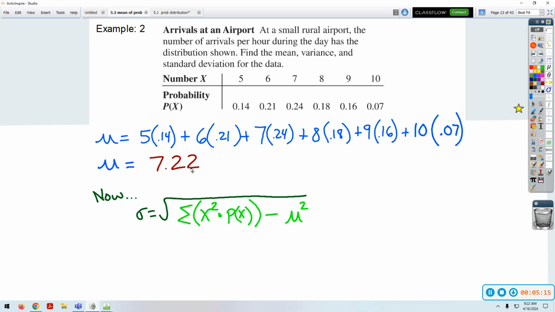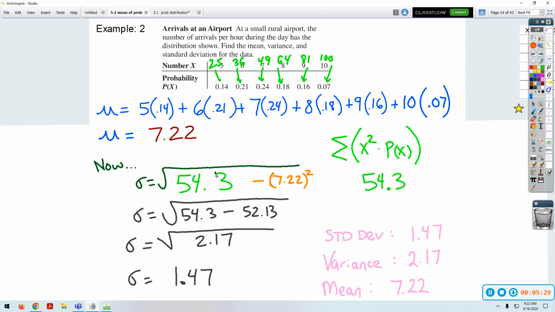How spread out are they? What is my standard deviation? Well, I'm going to follow my formula, and that 7.22 is going to go right here underneath mu squared. So we're going to go to the next page and say, to find the first number that goes under, we need to take the squares of all my x's. So I come up and I say 5 squared is 25, 6 squared is 36, 7 squared is 49, and so forth, each one getting squared, and then multiplied by the probabilities. Multiplied by those probabilities. When you do that and you add them all together, you will get 54.3.